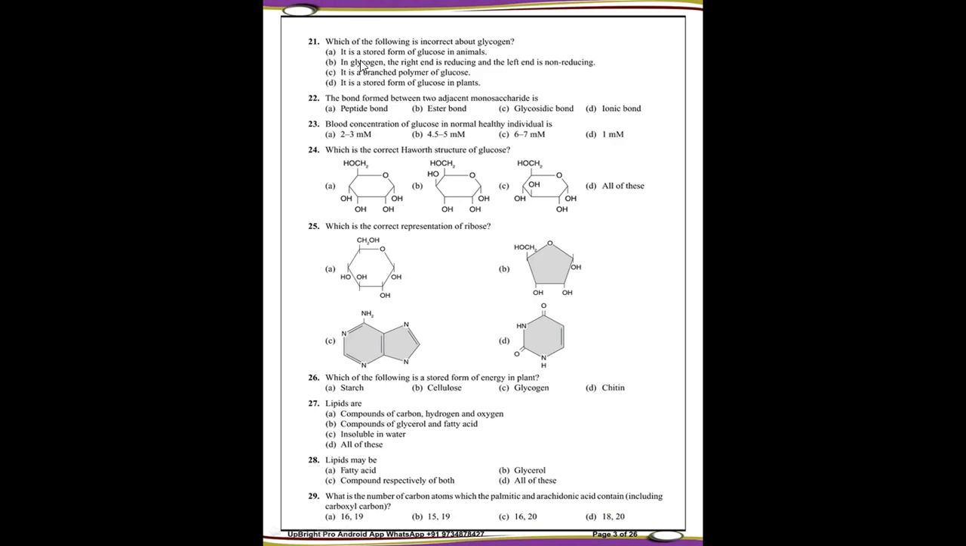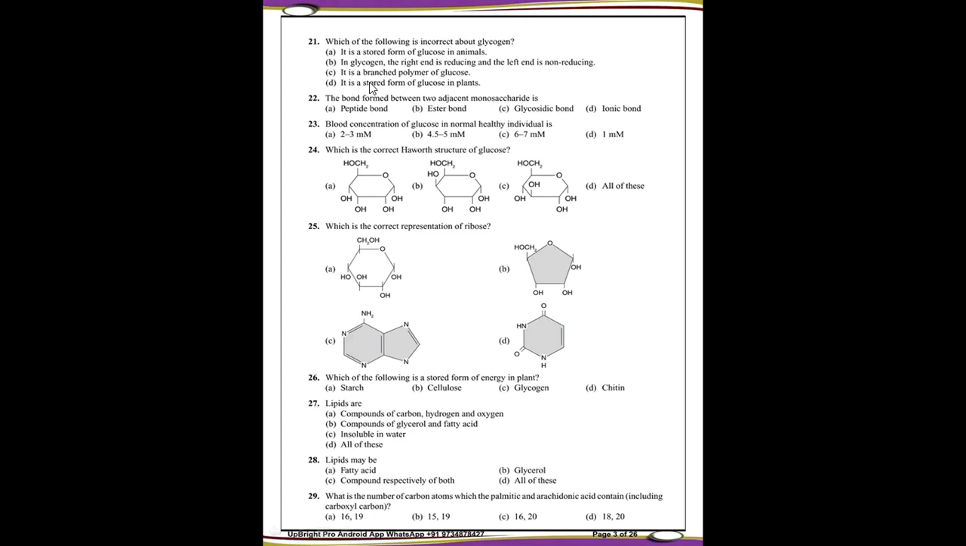21. Which of the following is incorrect about glycogen? So 21, which of these is incorrect about glycogen? It is a stored form of glucose in animals. In glycogen, the right end is the reducing end and the left is the non-reducing end. It is a branched polymer of glucose. It is a stored form of glucose in plants. No, so the answer is D.